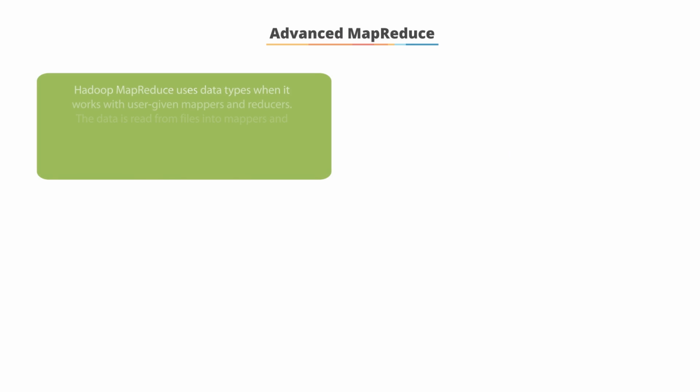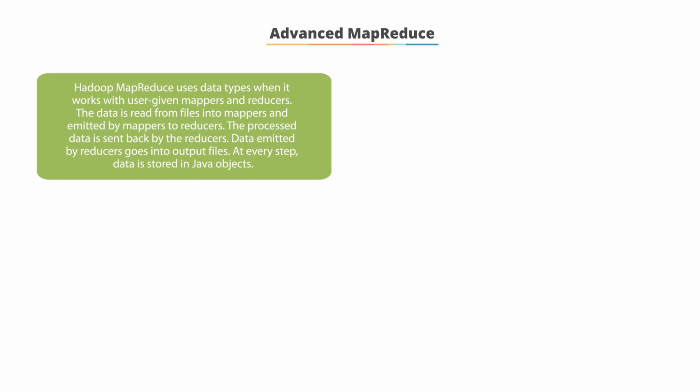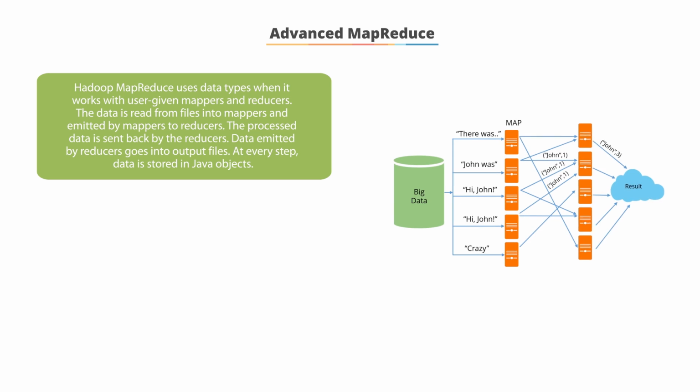Advanced MapReduce. Hadoop MapReduce uses data types to work with user-given mappers and user-given reducers. The data is read from files into the mapper and emitted by mappers to the reducers. The processed data is sent back by the reducers. Data emitted by reducers goes into output files. At every step, data is stored in Java objects.